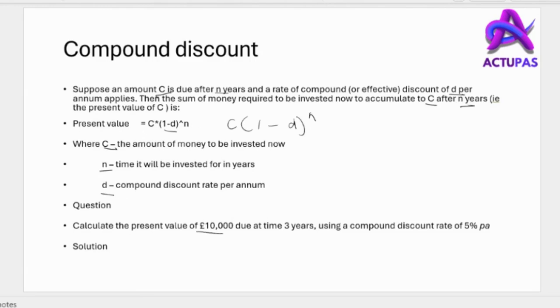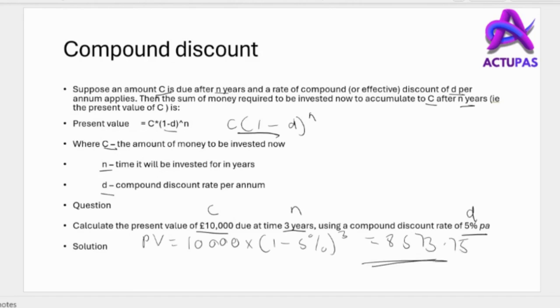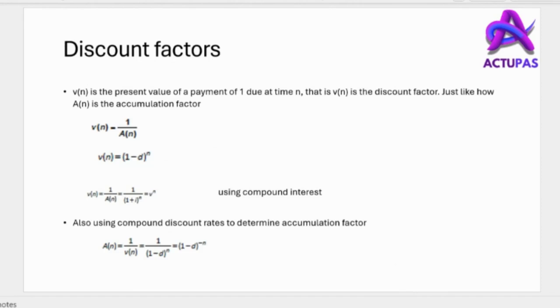Calculate the present value of 10,000 due at time 3 years using a compound discount rate of 5% per annum. It means C is 10,000, n is 3 years, and d is 5%. We just have to input it in this formula. PV is equal to 10,000, which is C, times (1 minus d, or 5%) to the power 3, which is n. From my calculator, I get 8573.75. That would be your answer. Then discount factors.